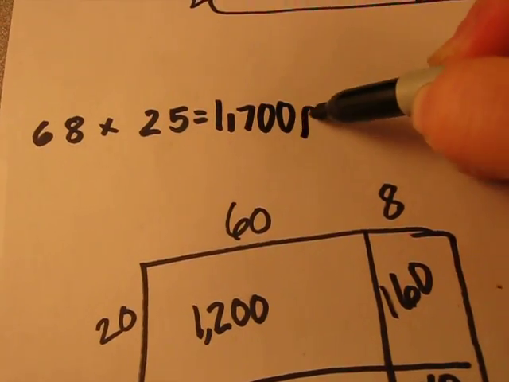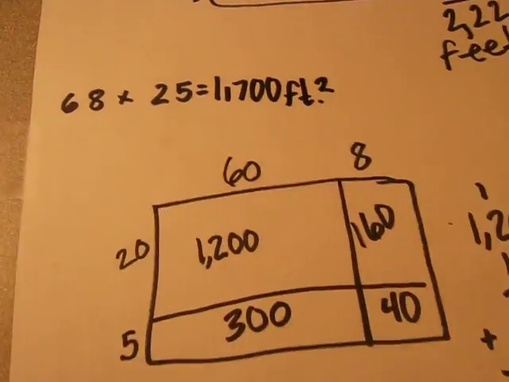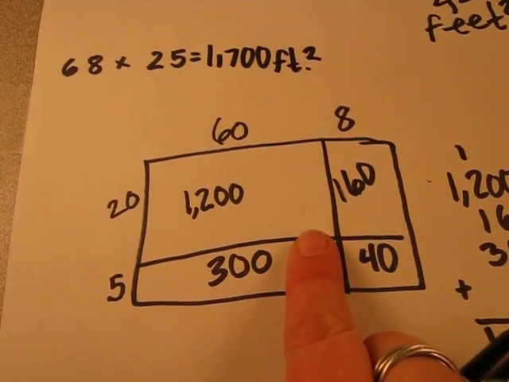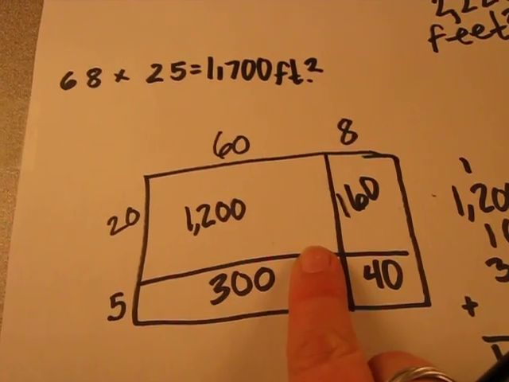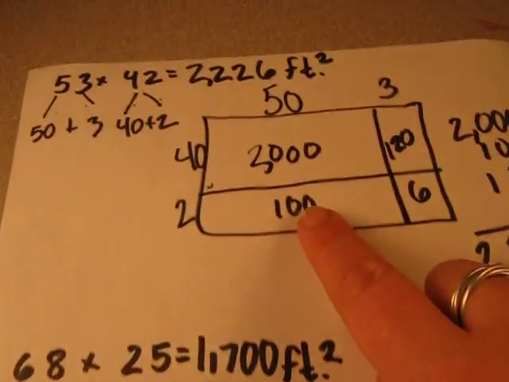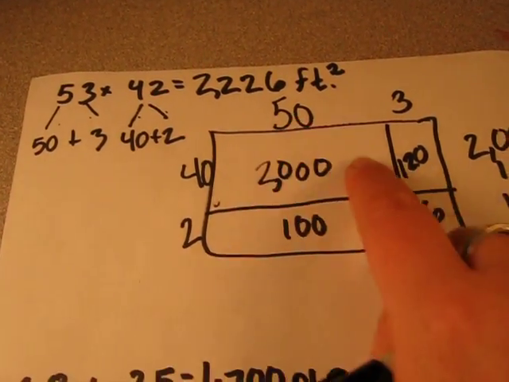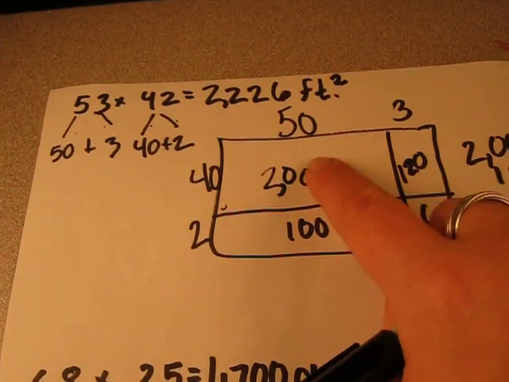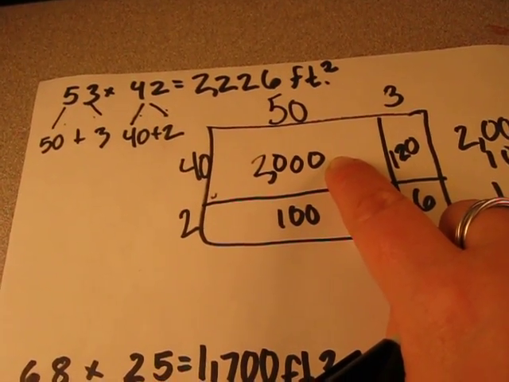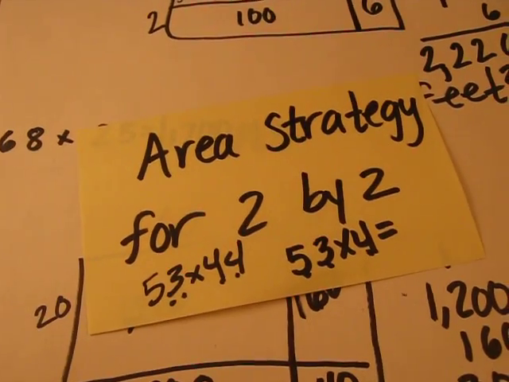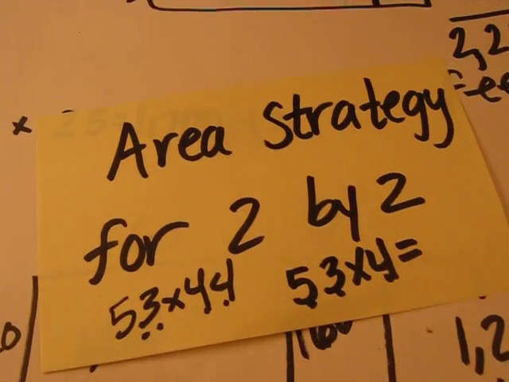1,700 feet squared. We were talking in class today about how if you went into this room and you tried to fill it with 1 foot by 1 foot tiles, you would need 1,700 of them to fill this room. This room would need 2,226 1 by 1 foot tiles to fill the entire house, whereas this room would only need 2,000. That was the area strategy for 2 by 2 digit multiplication. Stay tuned for more.